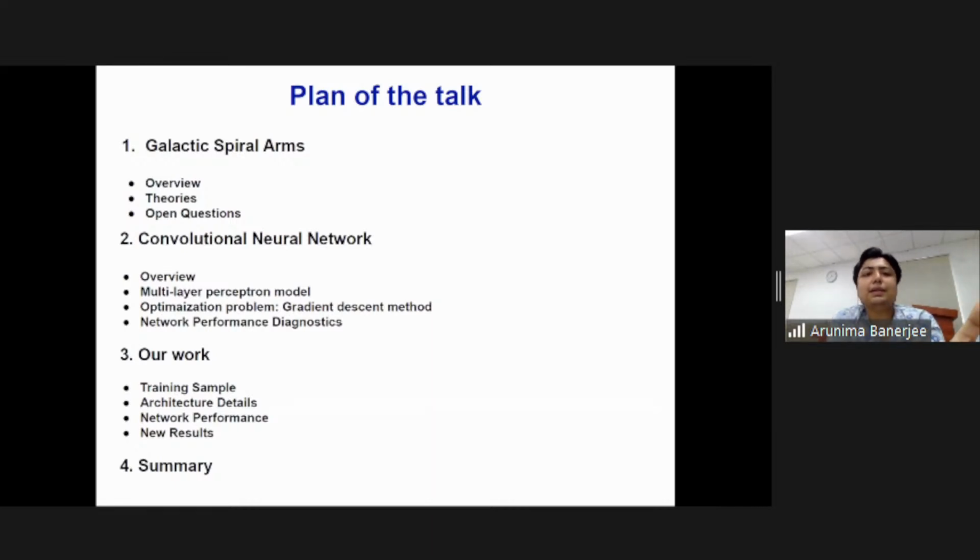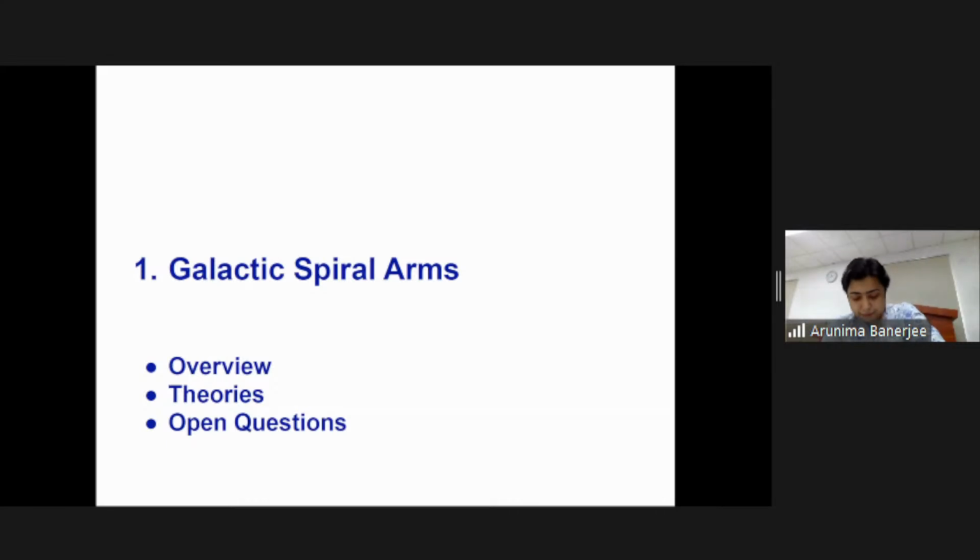Okay. So with these two things in place, galactic spiral arms, which are the types of images which we are going to classify, and the tool, the convolutional neural network, I'll quickly give you a new piece of research which we have recently done, to develop a neural network which will classify this flocculent and Grand-design type of galactic spiral arms. And using that neural network, we have actually done new classifications of about 1500 new galaxies. So we'll wind up the talk with that and the summary. Okay, so let's begin the first part.